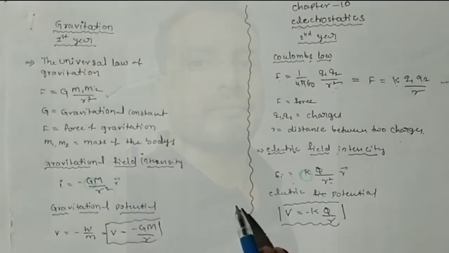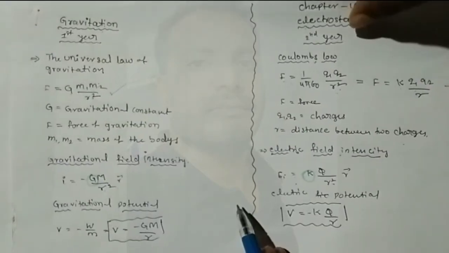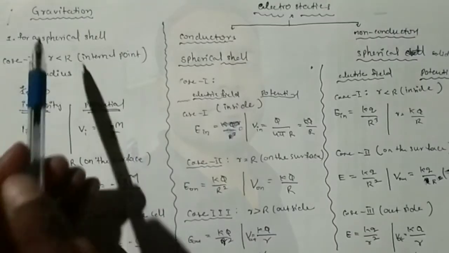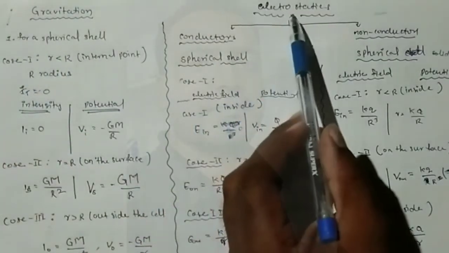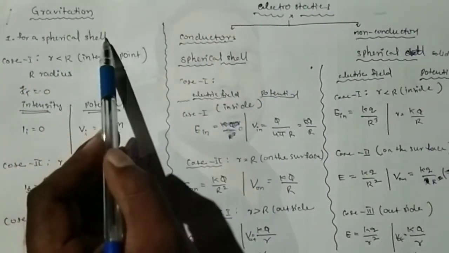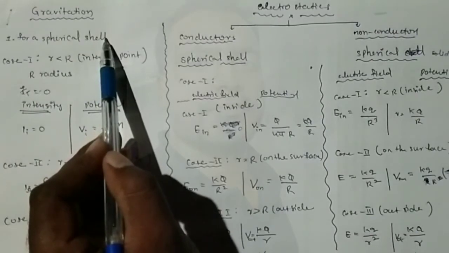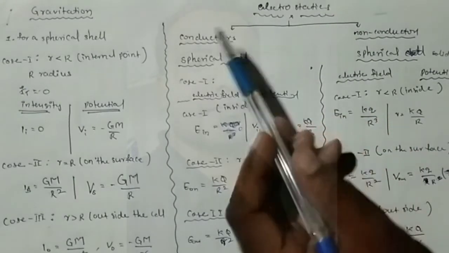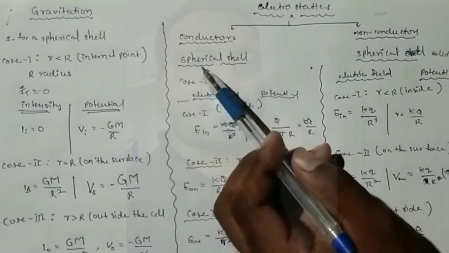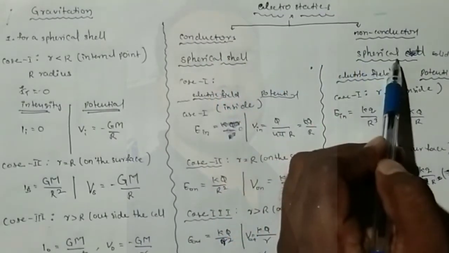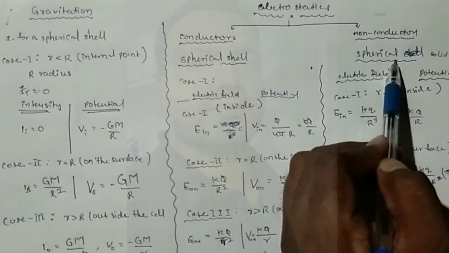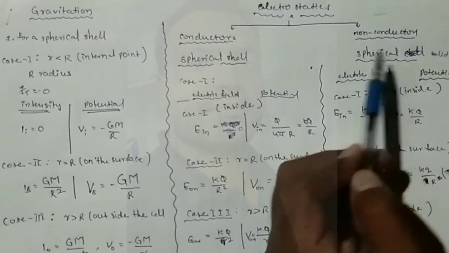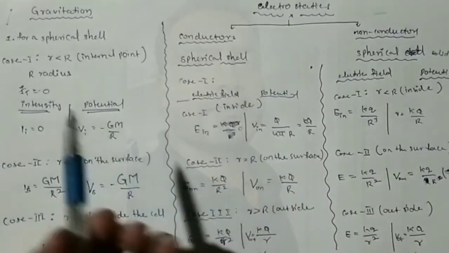We are going to another set of formulas. In the same way, gravitational and electrostatics, for a spherical shell. In electrostatics, both are there: one is conductor and non-conductor. If a conductor, a spherical shell. If a non-conductor, a spherical shell or solid sphere, right? Comparing these formulas also we can see.